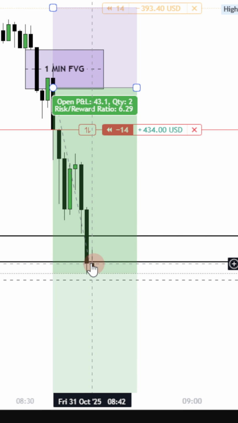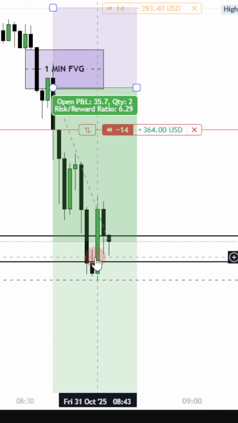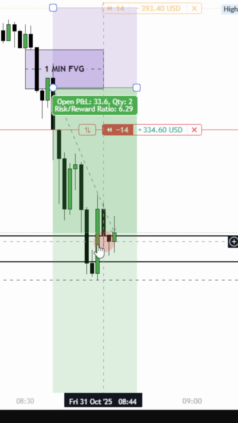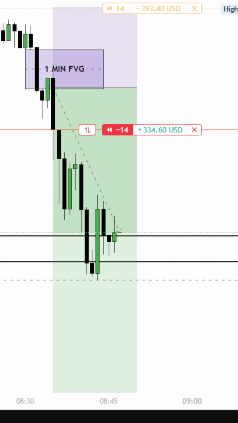Okay, now it's tapping into them London highs right here. This rejection is expected, but that's just a nice point of entry to get in again.